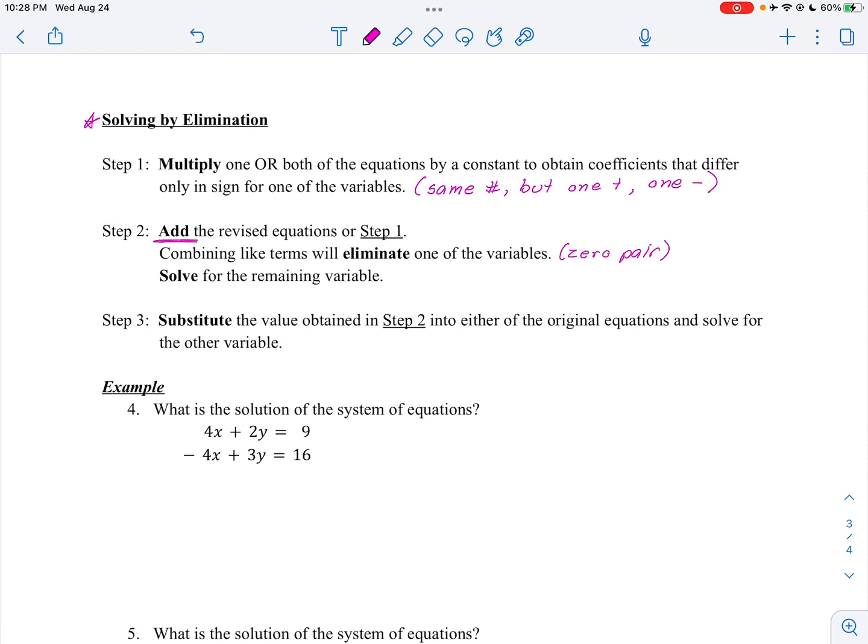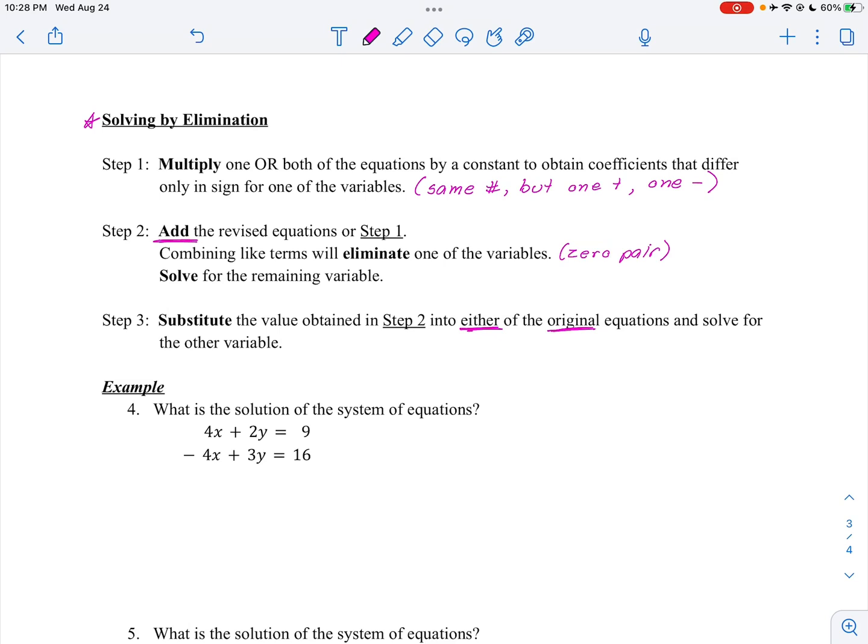Once we have the answer for one of the variables in step 2, then we move on to step 3, and we're going to take that value that we got in step 2, and we're going to substitute it into either one of the original equations. Once we do that, we'll be able to solve for the other variable, and then we'll have our x and our y, and we can write our coordinate point.